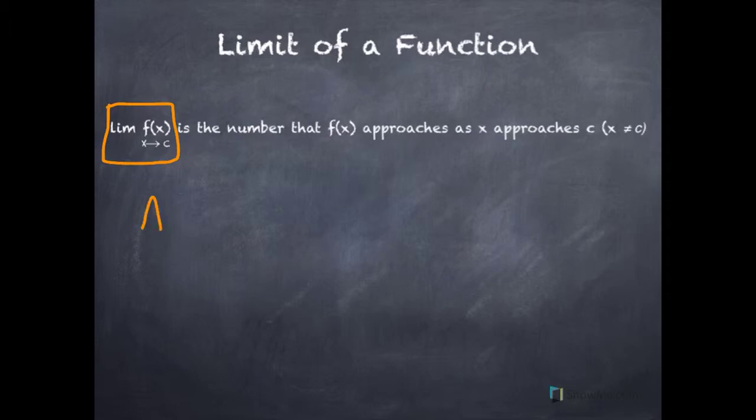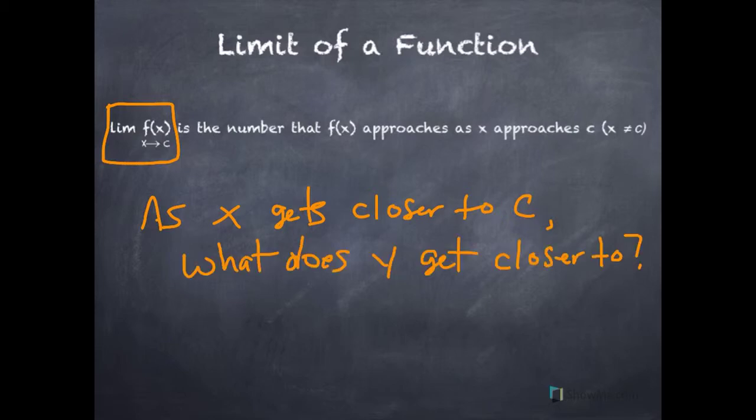It means this. As x gets closer to c, what does y get closer to? So when you see a limit and it doesn't tell you what it's equal to, that's what it's asking. It's asking, what is y getting closer to as x is getting closer to c?